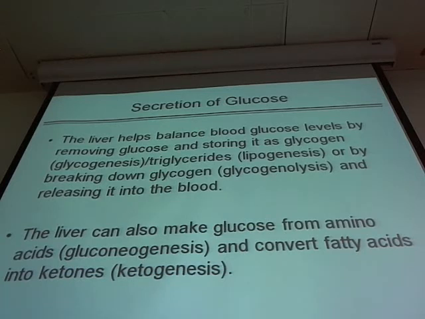If you're eating a lot of protein and not a lot of fat or carbohydrate, you can still make fat. You can still make glucose out of gluconeogenesis.